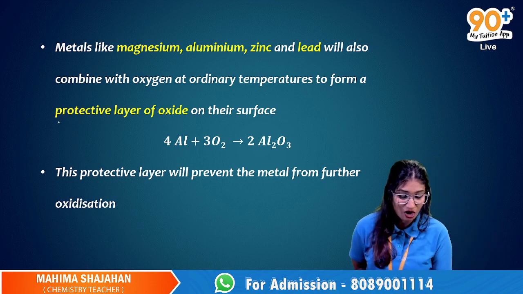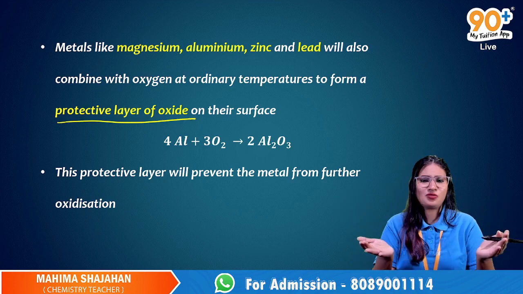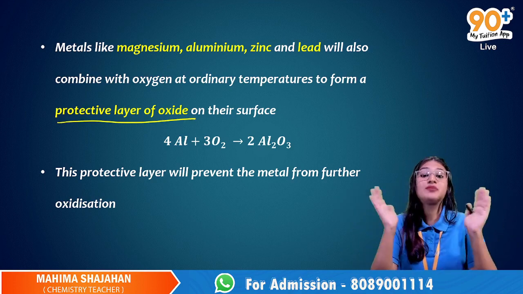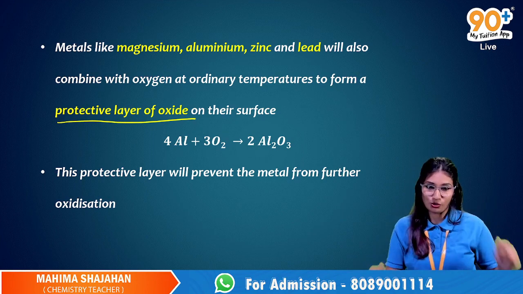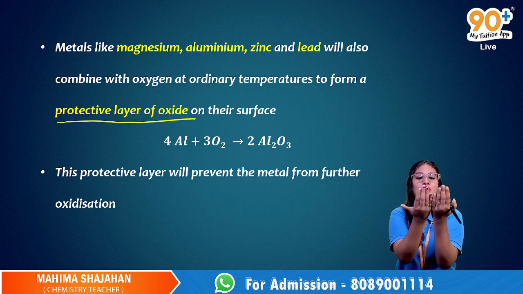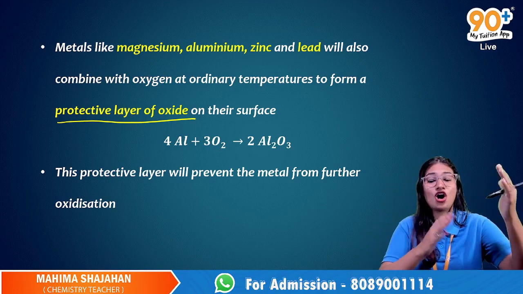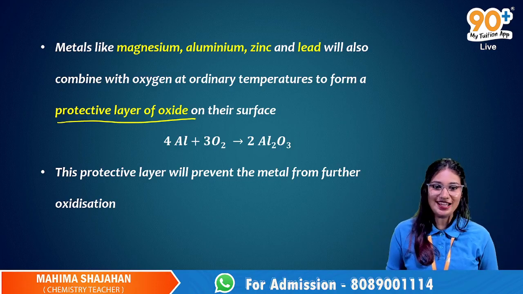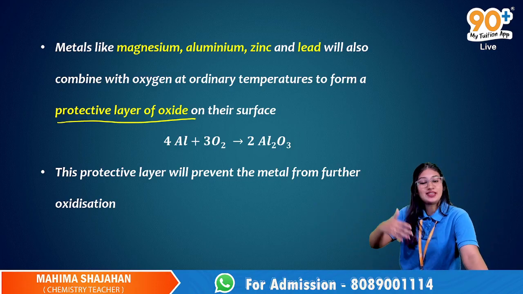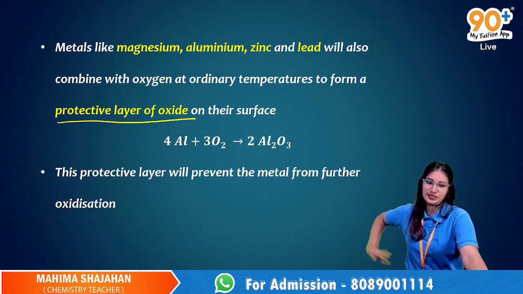A protective oxide layer forms. Why is this layer said to be protective? Because it prevents the rest of the metal from further corrosion. Once the aluminium oxide layer forms, it acts as a protective layer, so the rest of the aluminium has no contact with oxygen. This protective layer will prevent the metal from further oxidation and corrosion.